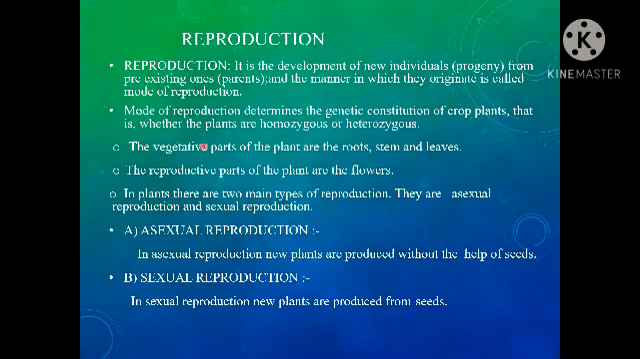The vegetative parts of a plant are roots, stem, and leaves. The reproductive parts of plants are flowers. The various modes of reproduction found in crop plants may be broadly grouped into two categories: asexual reproduction and sexual reproduction. Asexual reproduction means the new plants are produced without the help of seeds. In sexual reproduction, the new plants are produced from seeds.